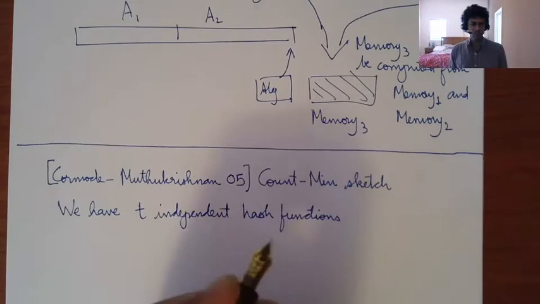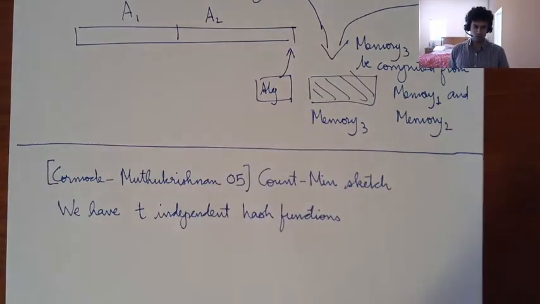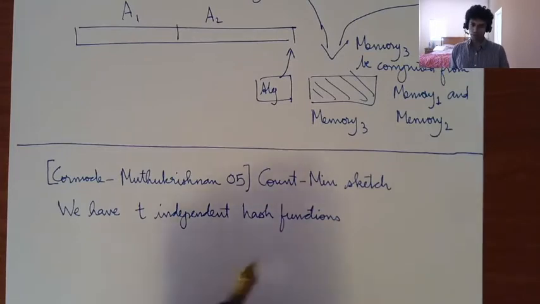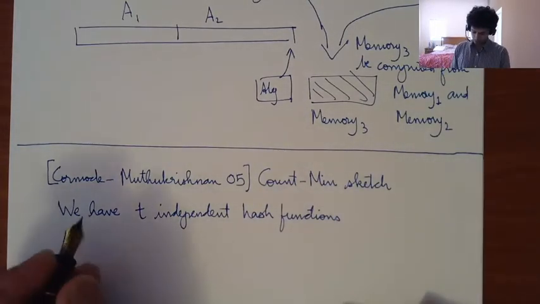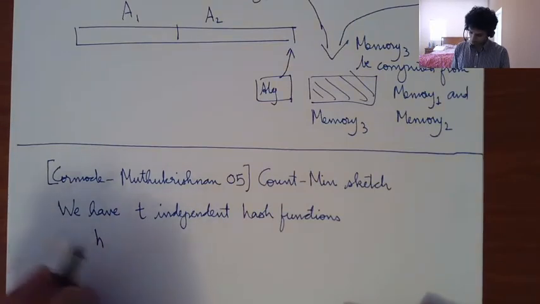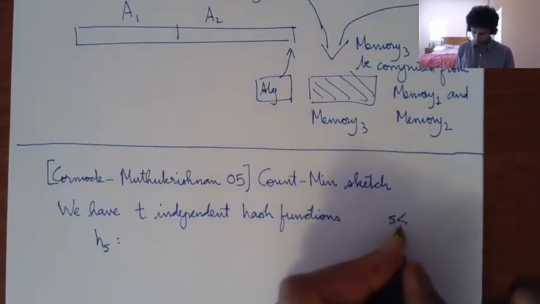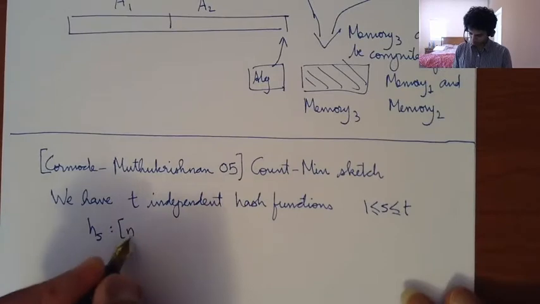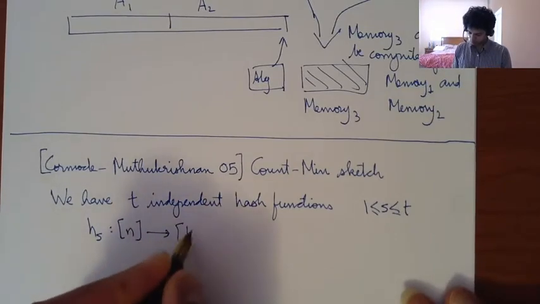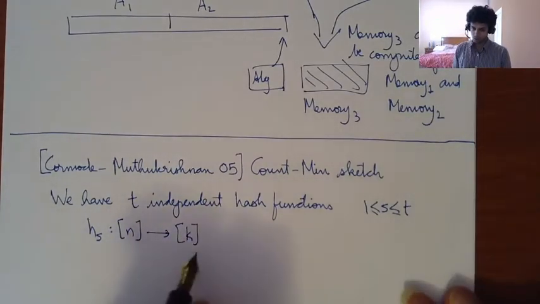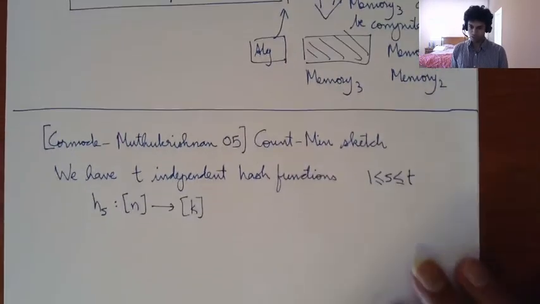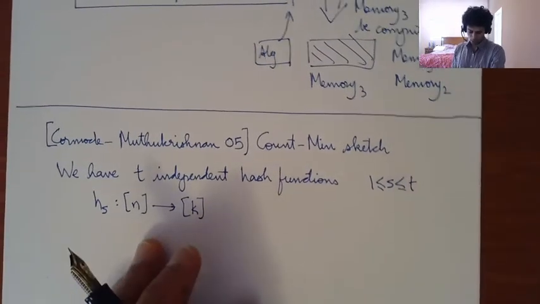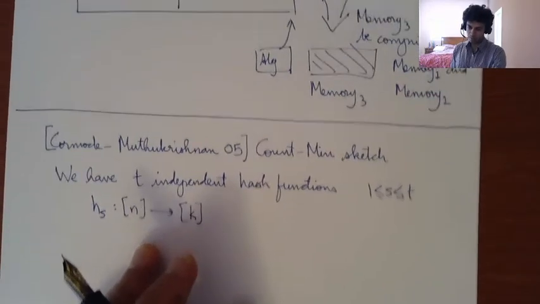For now, let's think in this realistic model where we can just come up with more and more hash functions. You could do it by seeding a cryptographic hash function with different seeds, for example. So we have T hash functions, and I'll index them by S, between 1 and T. S is an index of a hash function, and it maps our elements to some universe of size k. That's what we're going to maintain.